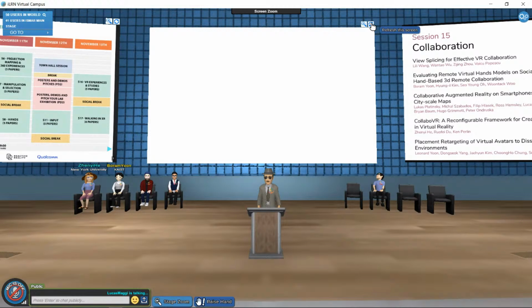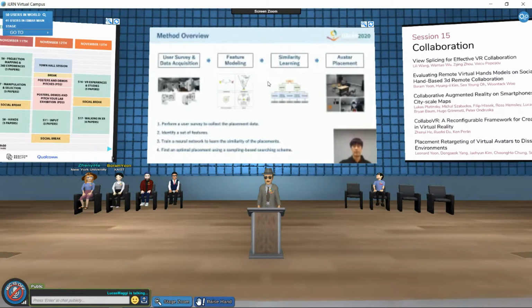Here is our method overview. As the similarity depends on human perception, we first perform a user survey that collects the placement data preferred by people. By examining the collected data, we identify a set of features that are relevant to telepresence. Then, a neural network is trained to learn the similarity of the placements using the triplet loss architecture. Once the similarity estimator is obtained, we find the optimal placement using a sampling-based searching scheme.